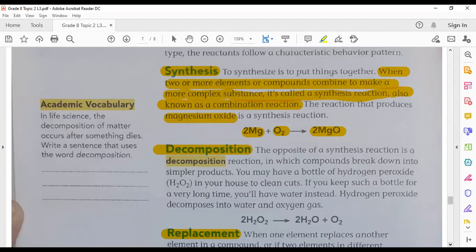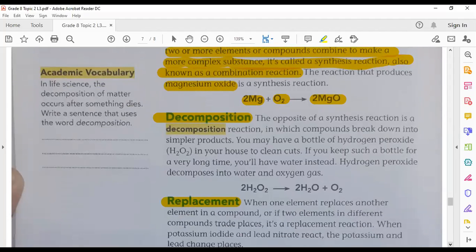The decomposition reaction is exactly the opposite. When a larger compound splits or separates into 2 or more smaller elements, it's called decomposition. So decomposition is the opposite of synthesis. This is the definition of a decomposition reaction, in which compounds break down.